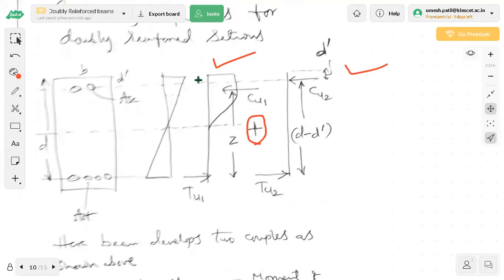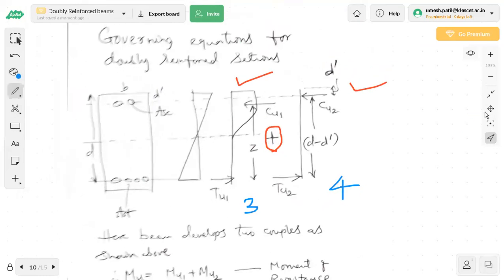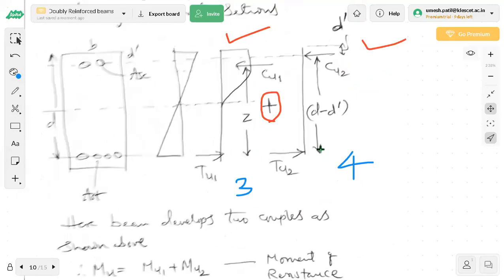One is as usual for a singly reinforced section. You can see the diagram here. I'll call this as 3 and this diagram as 4. Look at 3 and 4 here. 3 is nothing but as if it is a singly reinforced section. I have drawn this figure. CU1 and TU1. In case of singly reinforced, I use CU and TU. Here I am going to write it as CU1 and TU1.